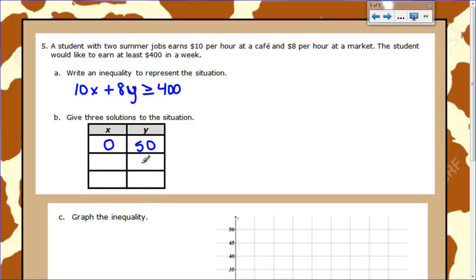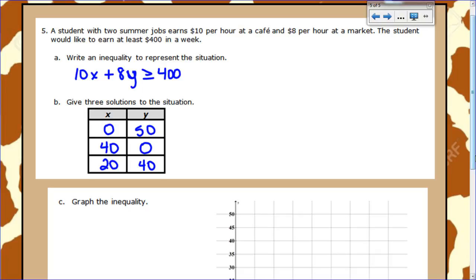Another obvious answer is if I didn't work any hours at the market, then I could work 40 hours at the cafe. That would still get me equal to 400. Now I need some number in between there, so let's say I work 20 hours at the cafe, and then I work 40 hours at the market. That's a lot of hours to work in a week. If I do that, it's definitely greater than or equal to $400, and so I have met my situation. I'm good to go. So there are 3 solutions, although that student needs new jobs because that's a lot of work, or they need to make less money.